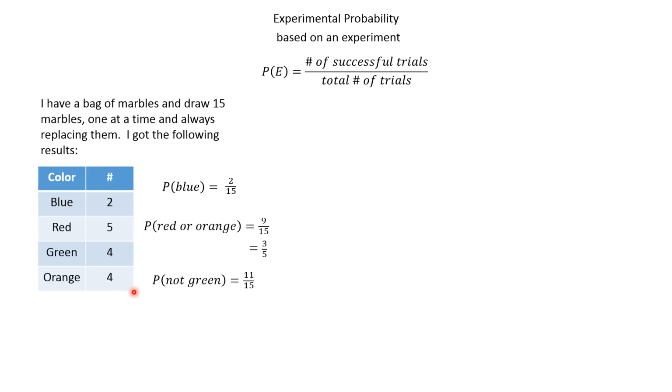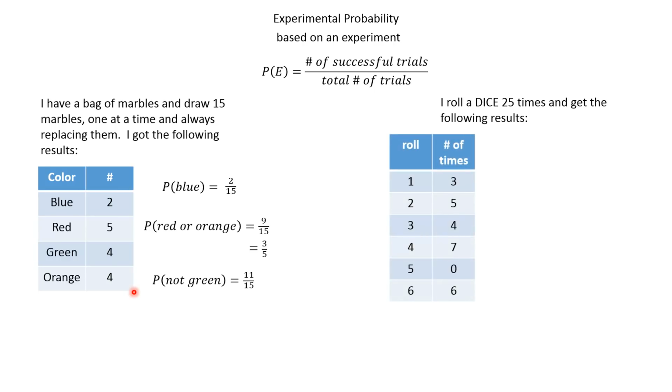The type that trip people up is, I roll a dice 25 times and get the following results. I get 1 3 times. I get 2 5 times, 3 4 times, 4 I rolled 7 times. I didn't roll a 5, and then I rolled 6 6 times. And you might think, well, I don't know why this is going to trip us up. Well, we get the probability of rolling a 2, the probability of rolling a 3 or a 4, and the probability of rolling a 5.